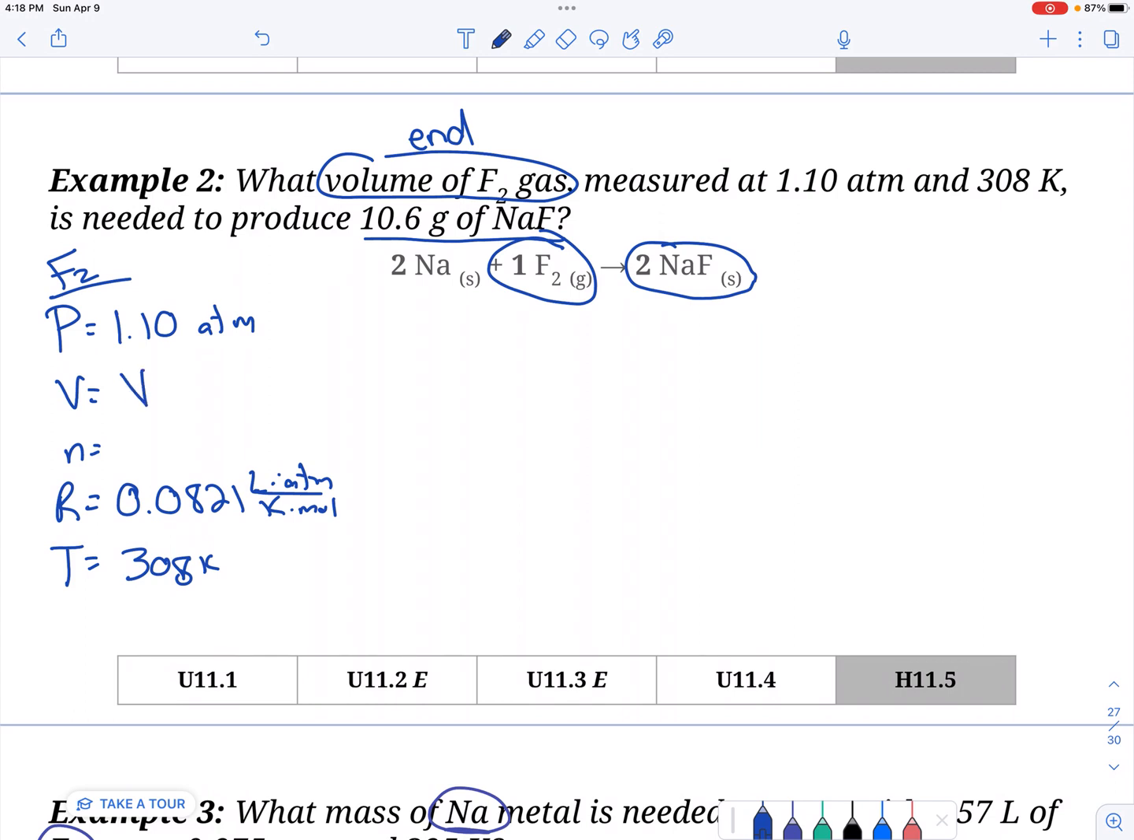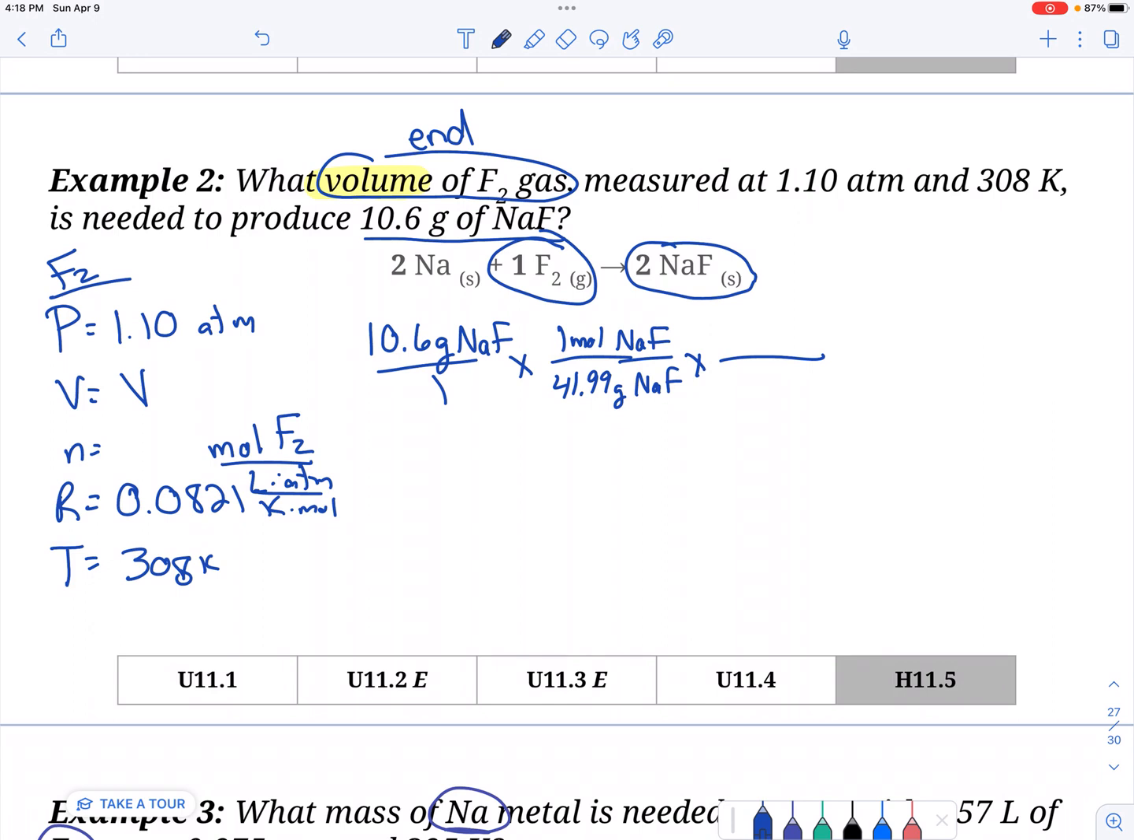So in the end, I'm going to find volume because that's what it wants me to end with. So I'm going to just label that as a V. What that means is I have the information I need to find moles and put that in the ideal gas law. And again, it's really important you recognize this is moles of F2, because the information the problem gives me is 10.6 grams of NaF. So to get to moles of F2, this is where I do my stoichiometry. I need to first convert that into moles. So 41.99 grams of NaF is equivalent to 1 mole of NaF.